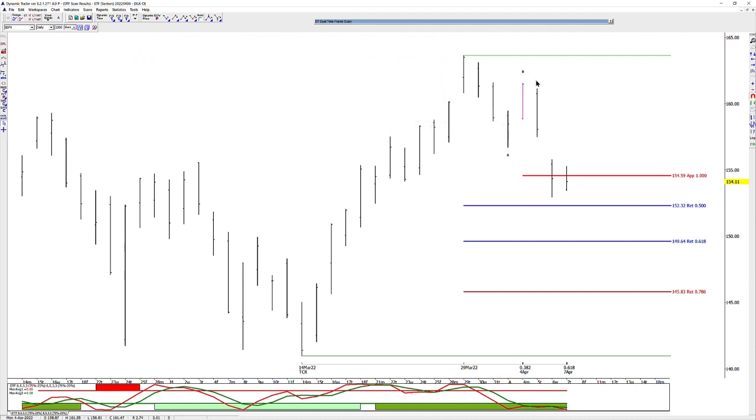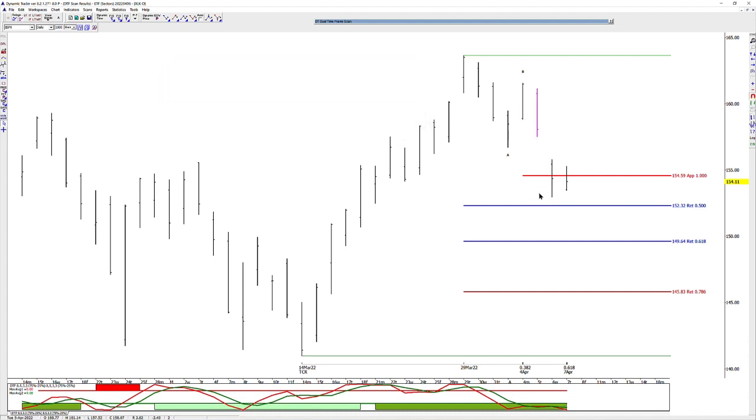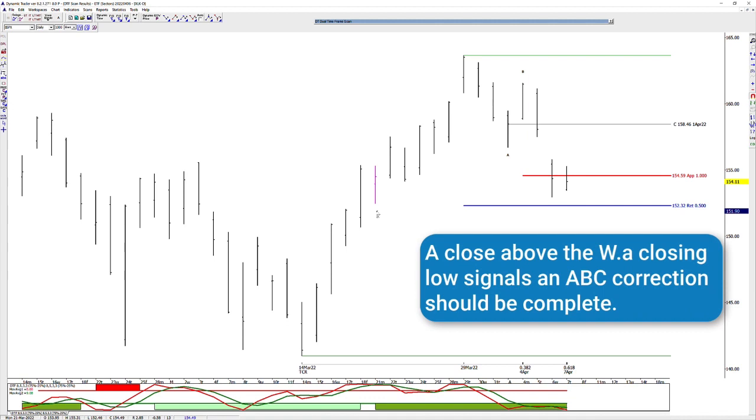We have a potential ABC correction, and this looks almost exactly like the S&P, by the way. We're right in the time zone of, this is the 62% time retracement as of today, and a 50% price retracement, a little bit below the market where the low was made yesterday. So a great potential setup to complete an ABC correction. And as we know, what signals that an ABC correction should be complete would be a close above the wave A closing low.